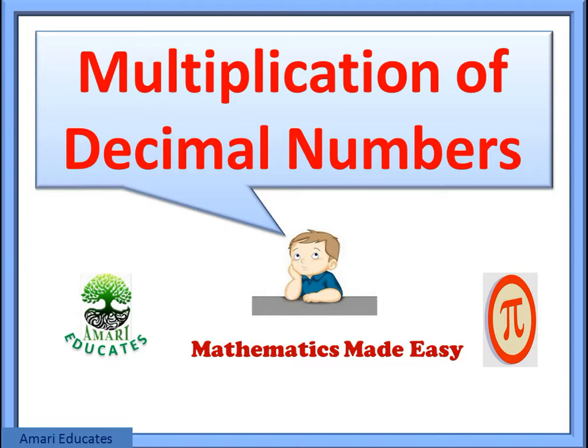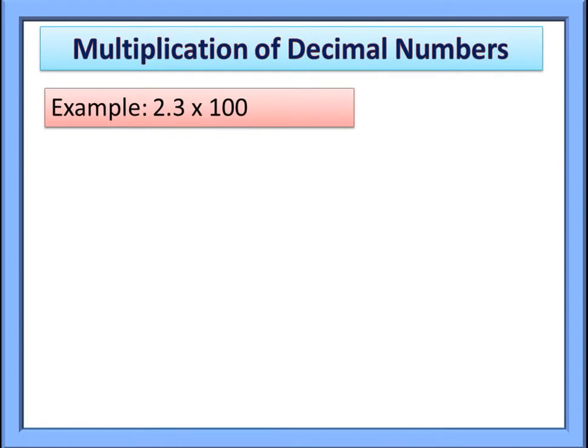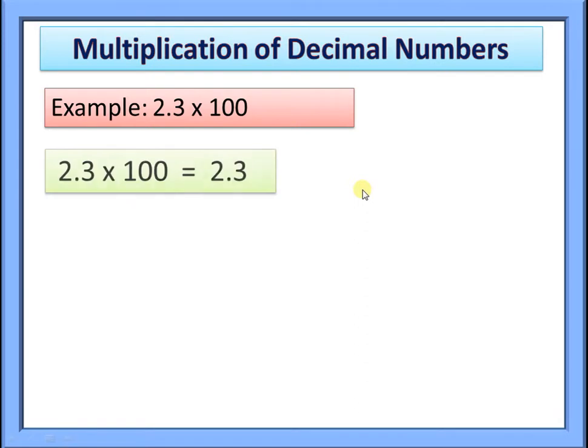Let's get started with our first example. Multiply 2.3 by 100. When you are multiplying by 10, 100, or 1000, the quickest way is to just move the decimal place to the right, depending on the number of 0s. So if it is 10, you will move it to the right 1 time. If it is 100, you will move it to the right 2 times. If it is 1000, you will move the decimal to the right 3 times, and so on.